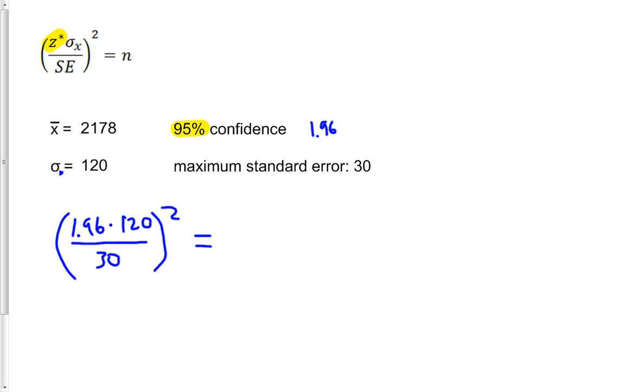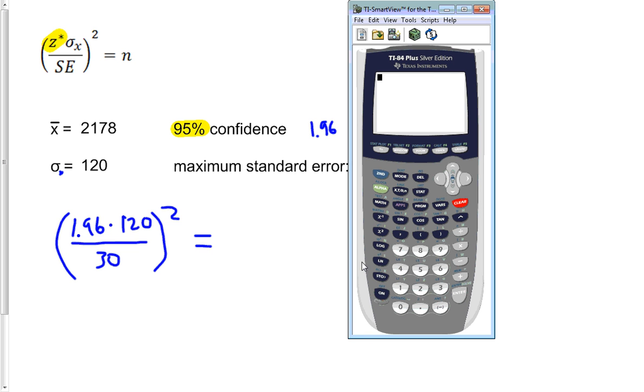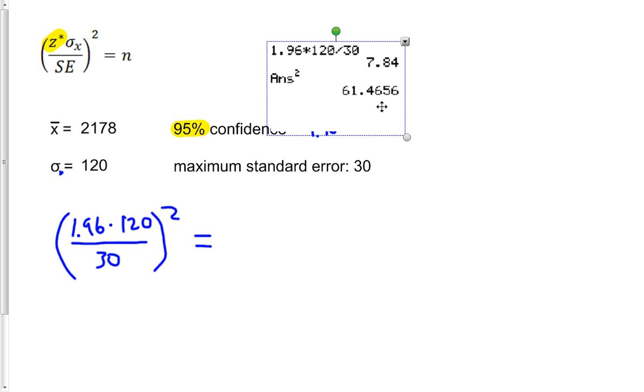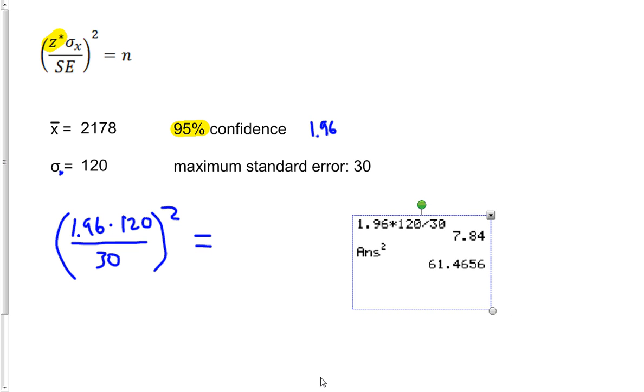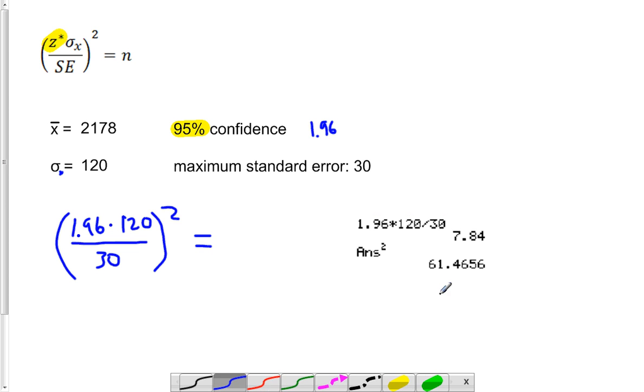So let's take out our calculator here. We're going to have 1.96 times 120 divided by 30, and that's going to leave us with 7.84. We're going to square that number. We have to square that whole part, leaving us with a sample size of 61.4656. Except, does that make any sense?